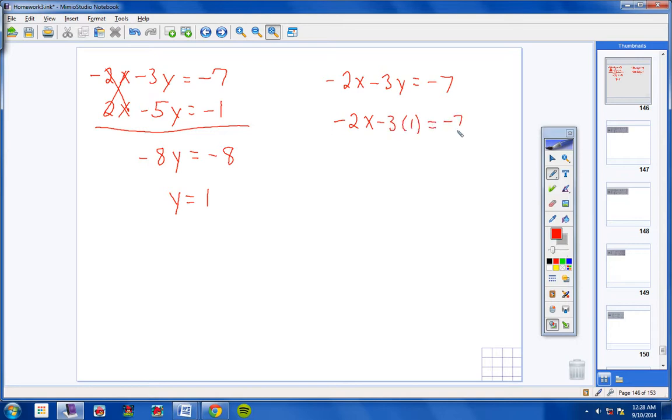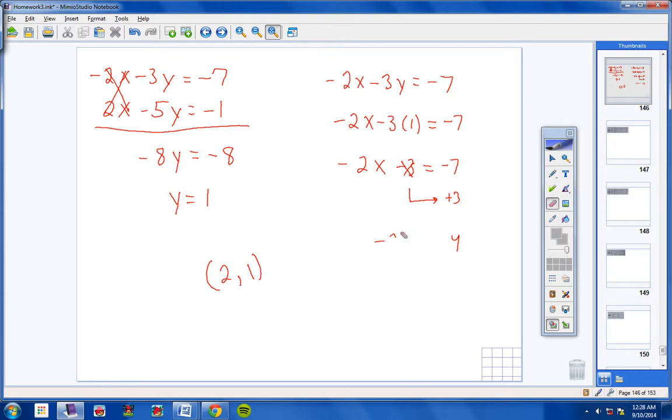Okay, so here we go. Negative 2x, negative 3 times 1 is negative 3, equals negative 7. Bring your negative 3 over and make it a positive 3, and you're left with negative 2x equals negative 4. Divide both sides by negative 2, and x equals 2. So there's your answer, 2, 1. That's called the linear combination method.